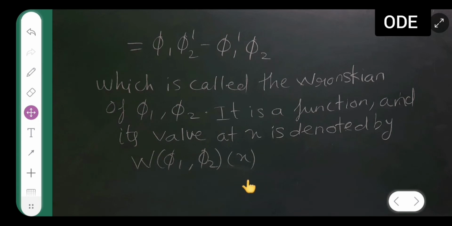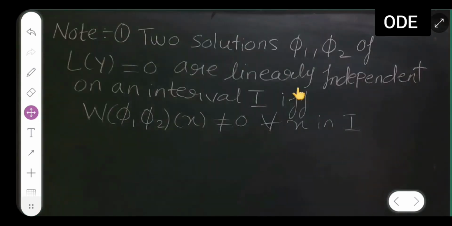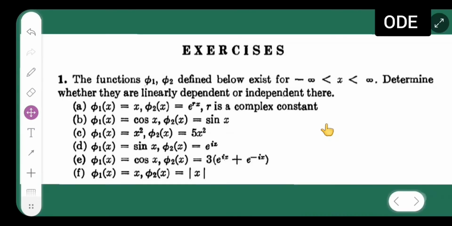Now, first I'll give you all the note. Two solutions phi1 phi2 of L of y equal to 0 are linearly independent on an interval I if and only if the Wronskian is not equal to 0 for all x in I. First I will be proving this part, let me do this one first.